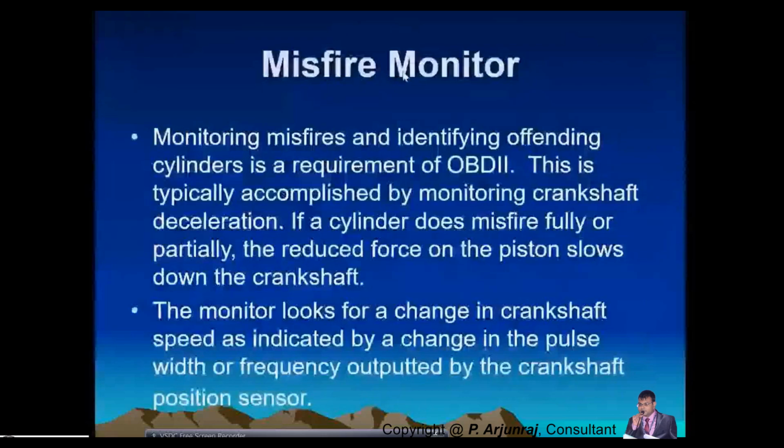Okay, suppose you are also getting some misfire in the engine, you'll also get an indication. If it is a misfire, then the force on the piston goes down, and the speed of your engine goes down, which means the power output is also going down. So you will also get an indication. If the engine is not picking up speed, then you will get an indication that because of the misfire monitor, you are experiencing this problem.